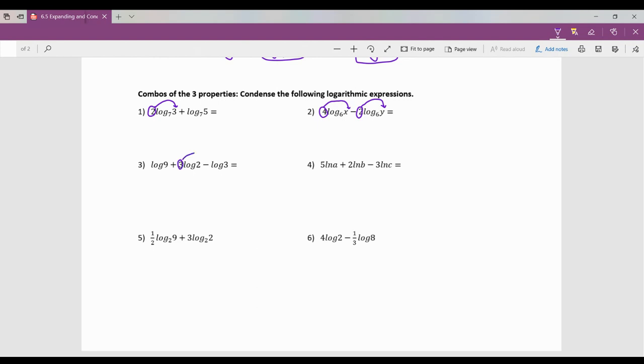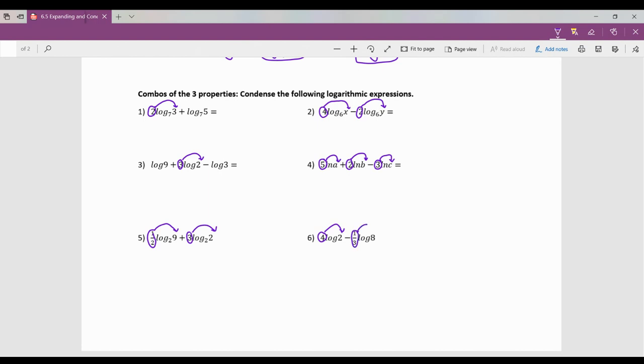So I'm going to relocate those numbers in front to an exponent.